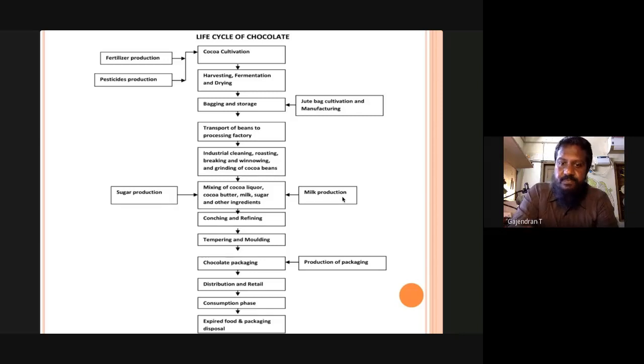So this is how simple what we think of as a chocolate is, yet the number of processes it goes through and the amount of energy required is so much. And imagine these are all done locally. If you think about imported chocolate, then the transportation adds to it, and in the distribution and retail phase the value goes high.